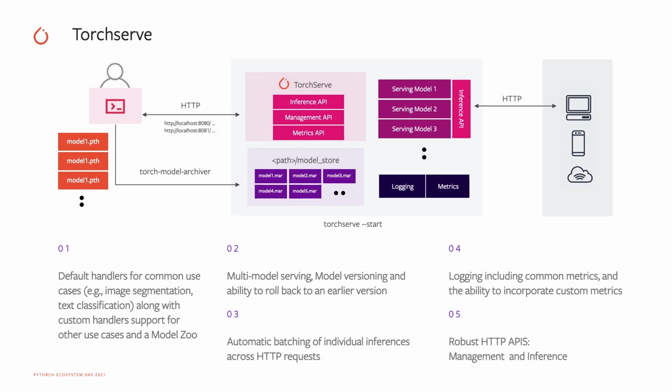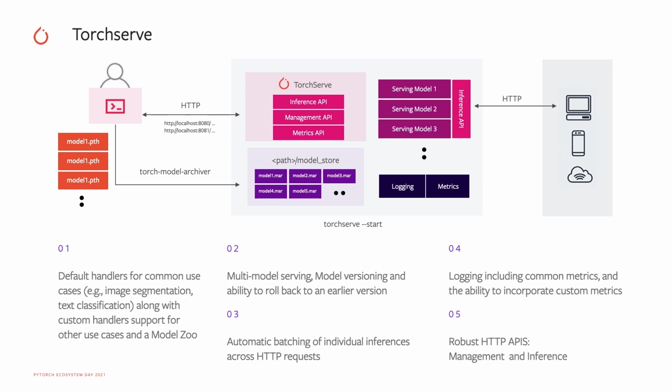For scaling AI in production, in partnership with AWS, we launched TorchServe for model serving last year. It provides a scalable solution with model management, inference, and metrics API. It comes with default handlers for all the common ML tasks like image segmentation, text classification. One can write own custom handlers. It supports model versioning with rollbacks.